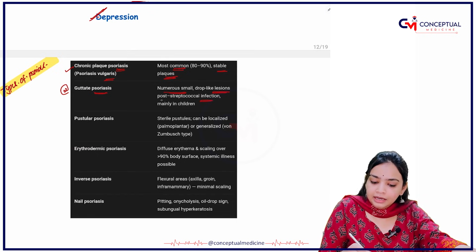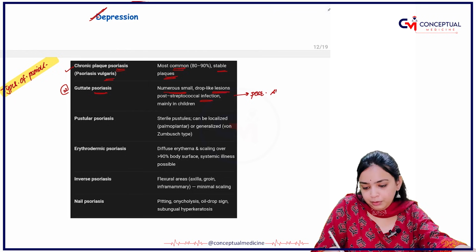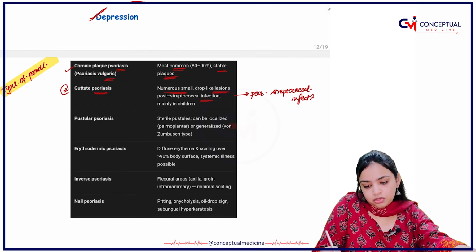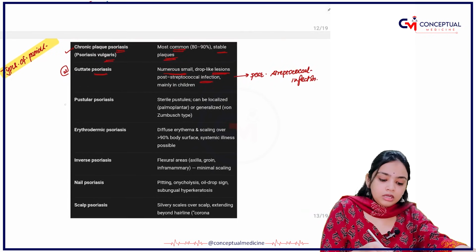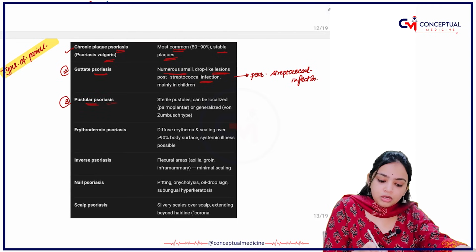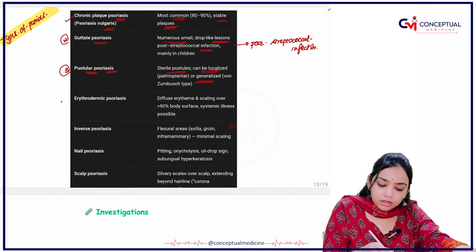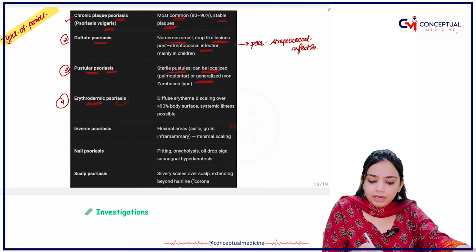Okay, and it is found in post streptococcal infection. Okay, it is found in post streptococcal infection. Third thing you have is the pustular psoriasis. It is due to sterile pustules and can be localized or generalized. Fourth that you have is the erythrodermic psoriasis.